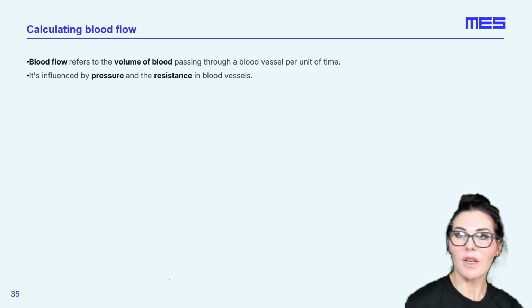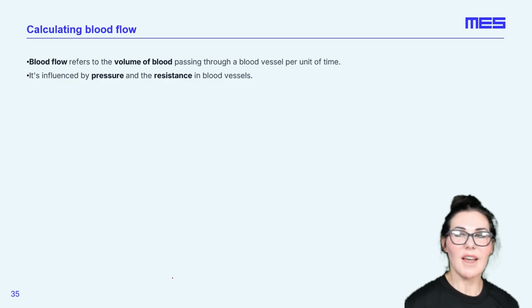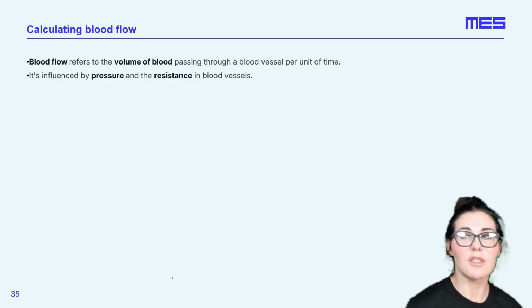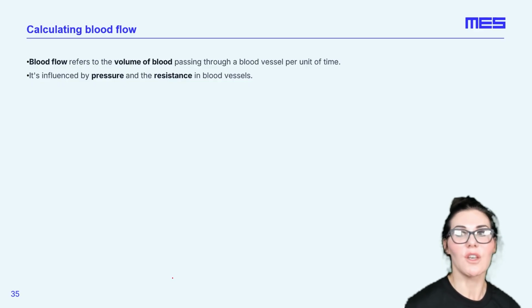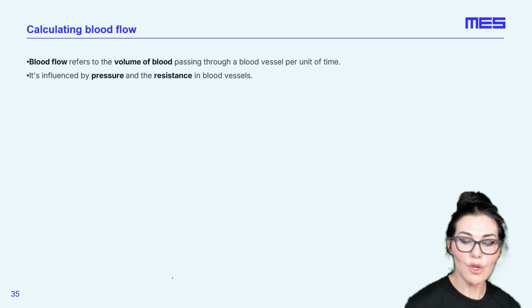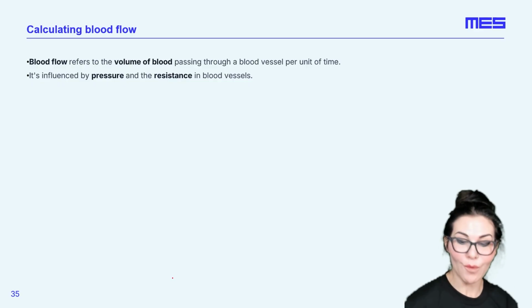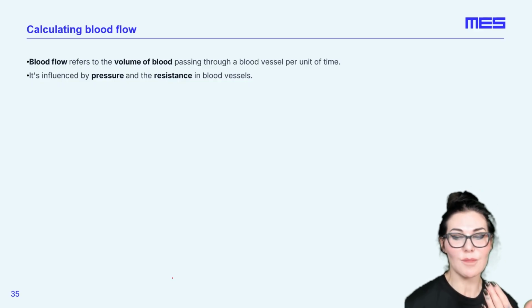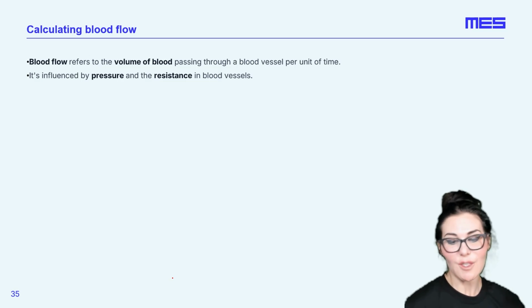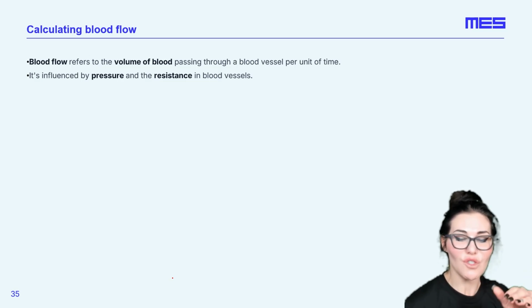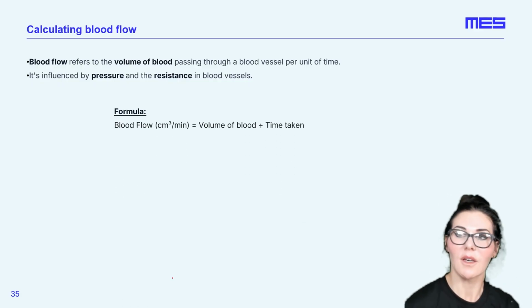How would we calculate blood flow? Calculating blood flow is getting to know the volume of blood that's passing through a blood vessel in a unit of time. There's two big influences to this: how much pressure the blood is under and how much resistance the blood is experiencing as it flows. As blood flows through the blood vessel, it's encountering blood vessel wall, and that can slow the blood flow down. We call that resistance.